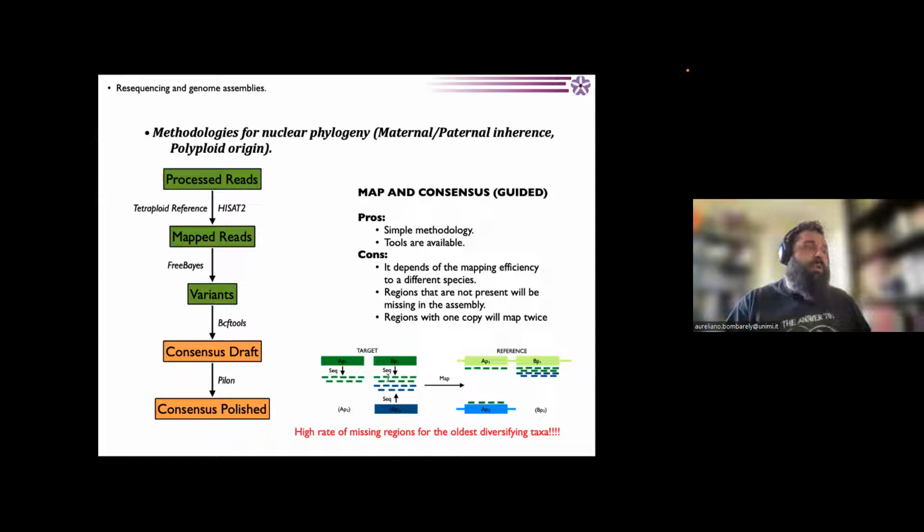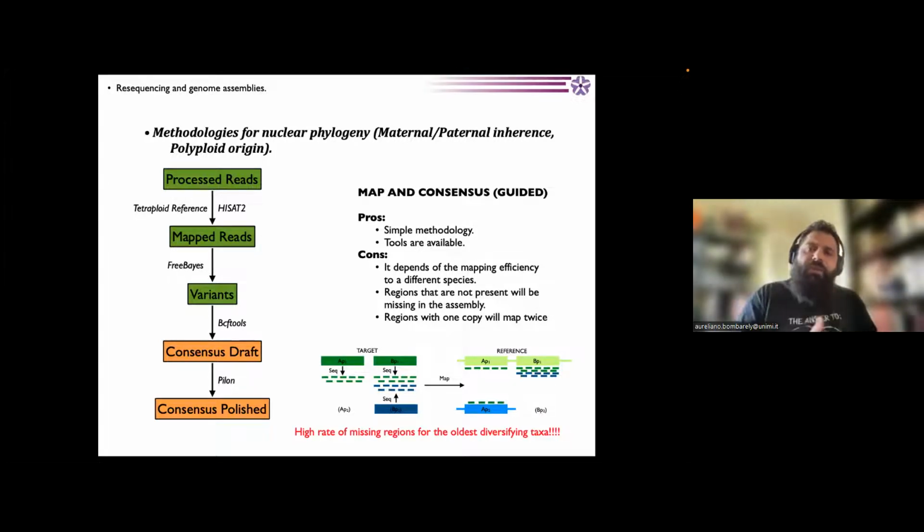So for example, here, no? Imagine that you have the target. In this case, imagine that for the target you have two of these regions, BP1 and BP2. But in the reference, you have only one, because maybe benthamiana only has one of these regions. It has lost the other homologs. The consensus that you are going to call is a chimera.